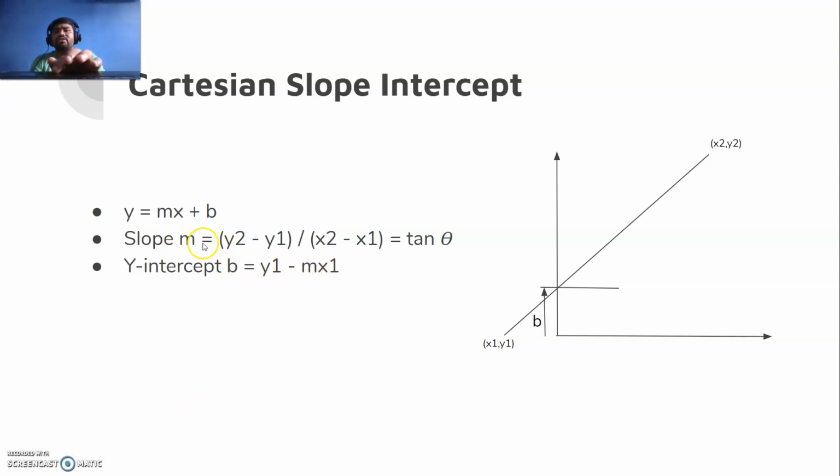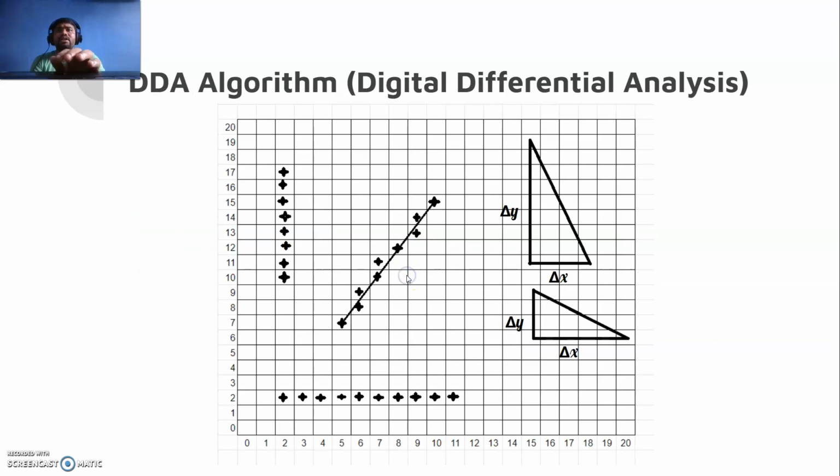Now, the slope of the line is normally calculated as delta y by delta x, which is (y2 - y1) divided by (x2 - x1). That can also be represented by tan theta. So tan theta is the same as delta y by delta x. Now, what is the DDA algorithm? The DDA algorithm stands for Digital Differential Analyzer.